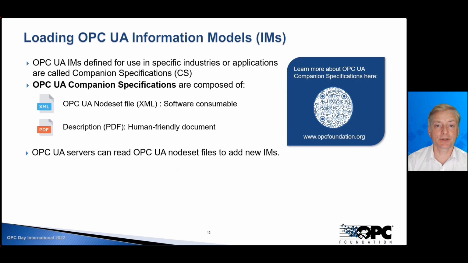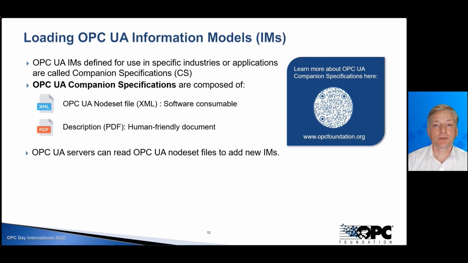And companion specifications are composed of two key components. Number one, they have a node set file, which is an XML file. That's what's consumed by the software as it reads it in. And also a description that's human readable, and that's basically a PDF. You can get a lot of information about which companion specifications are available currently from the OPC Foundation website. If you want to jump to that, you can just use the QR code shown on the side.